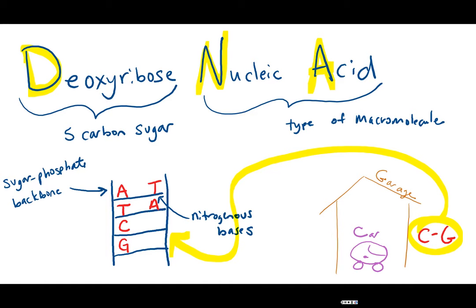Your memorization device for cytosine pairing with guanine is that the car is in the garage, so C pairs with G. So looking back at our little drawing of our DNA molecule, where you had a C, you're going to place a G across from that. Where you have a G, you're going to place a C. So adenine and thymine always pair together in a DNA molecule, and cytosine and guanine always pair together.